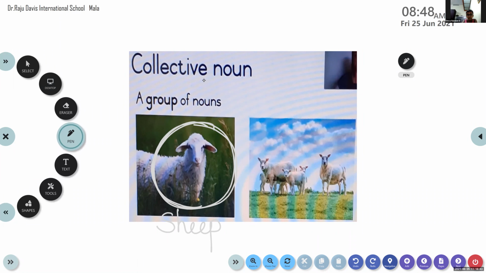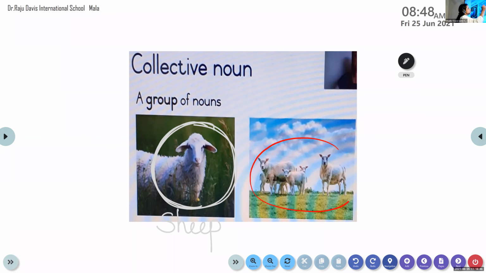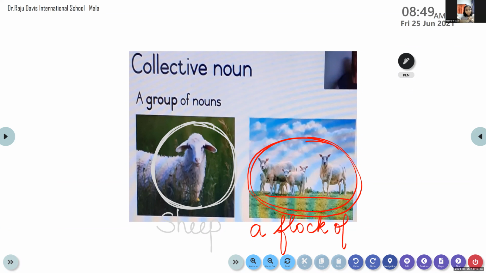But here in the second picture, you can see more than one. There is a group of sheep. What do we call it? Collective noun. In the second picture, all of you can see a group of sheep grazing in the field. There is a name for a collection. What do we call a group of sheep? We can't say sheep. We say that it is a flock of sheep. A flock, a flock of sheep. Is that clear to all of you?